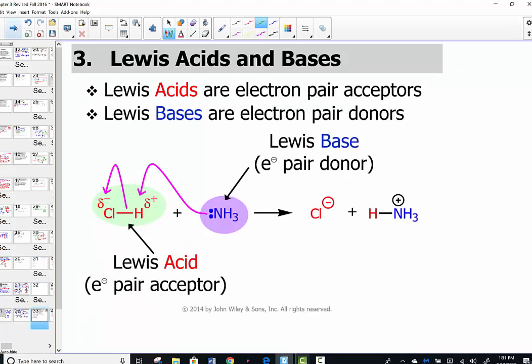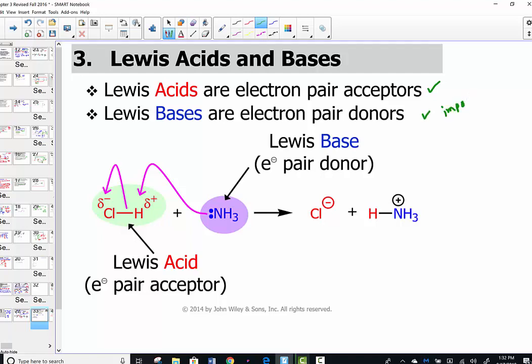Let's focus more on Lewis acids and bases. I've kind of been dabbling with it. I want to formalize those definitions and practice these terms with you. Lewis acids are defined as electron pair acceptors. Lewis bases are electron pair donors.